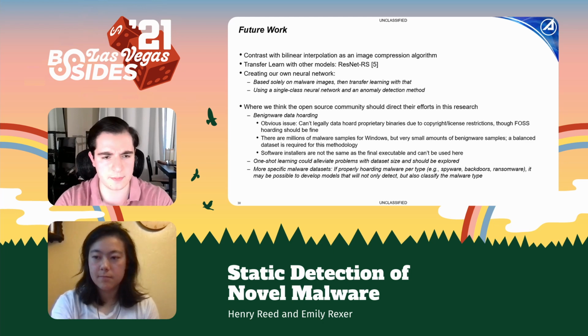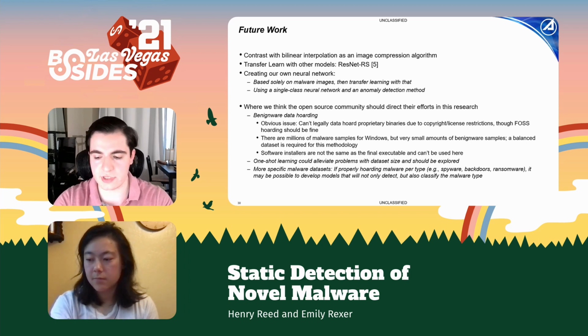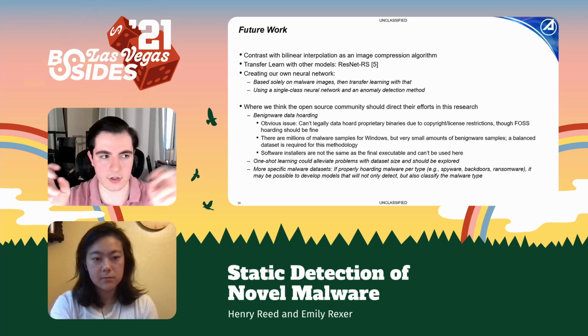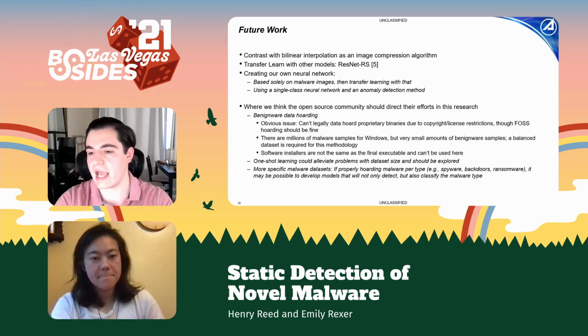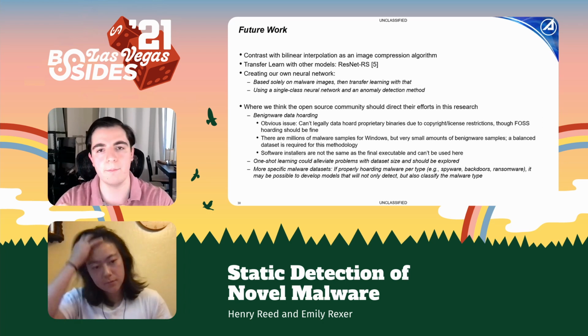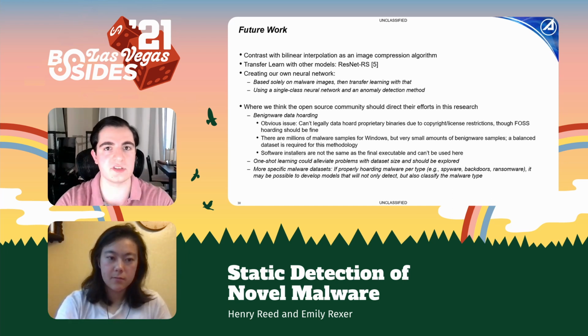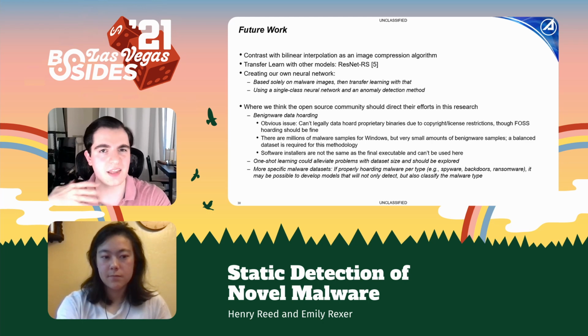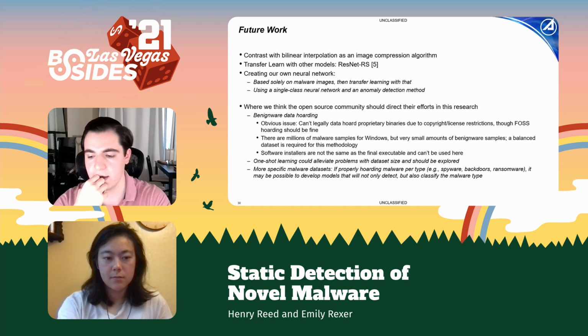One-shot learning is a new concept. It could potentially alleviate problems with data set size and should be explored, though it is relatively new. It would also be kind of cool to see if we could train on more than just two classes of benignware and malware, and instead train on malware of specific types. That way we could analyze the behavior of the software in a static manner, meaning that if we have classes of ransomware, classes of backdoors, classes of spyware, and we have the benignware class, we could potentially say, hey, we are 70% confident that this is ransomware, and we're 90% confident that this is a backdoor. That would be a lot more helpful than a binary result.